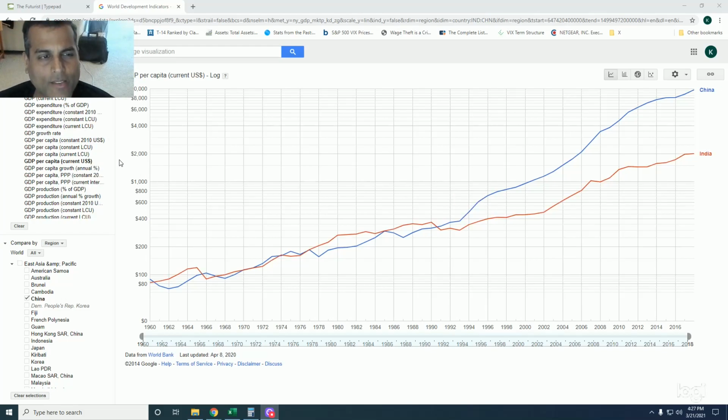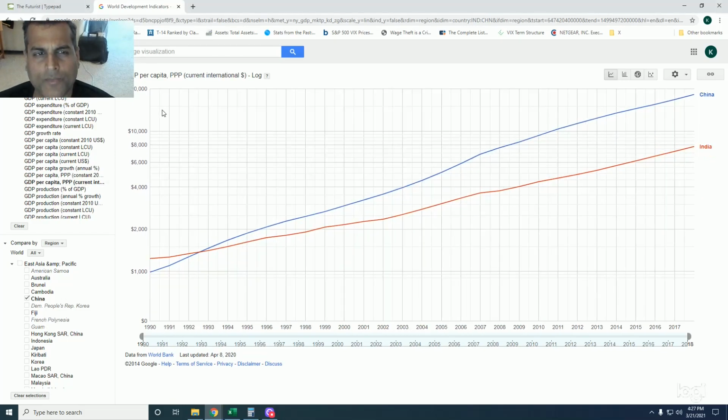So to look at this a slightly different way, we go to per capita GDP PPP current, and PPP only starts in 1990. They don't calculate it further back than that, and you get much smoother lines here. But as you can see, China was behind India until 1993, and only then pulled ahead.